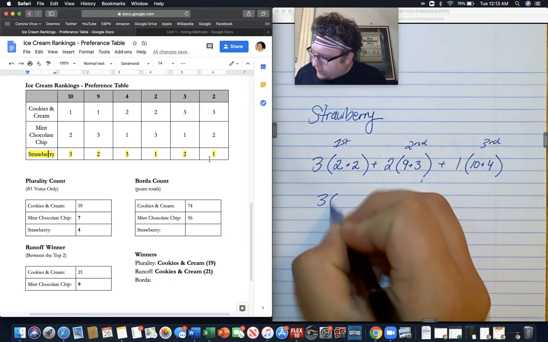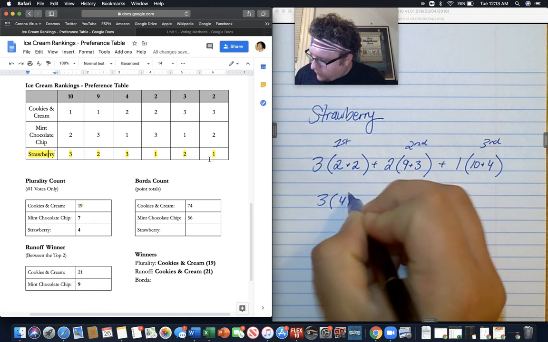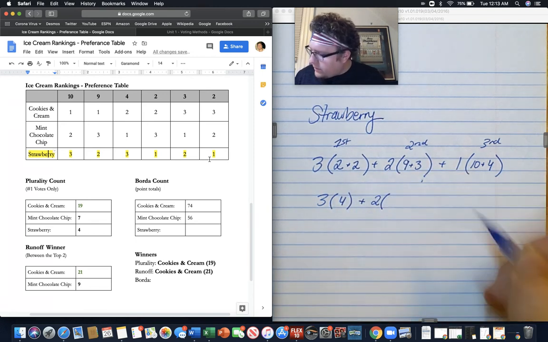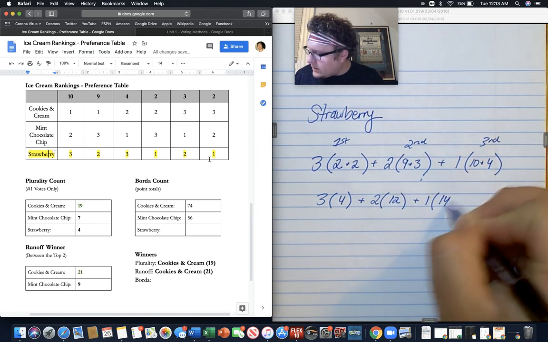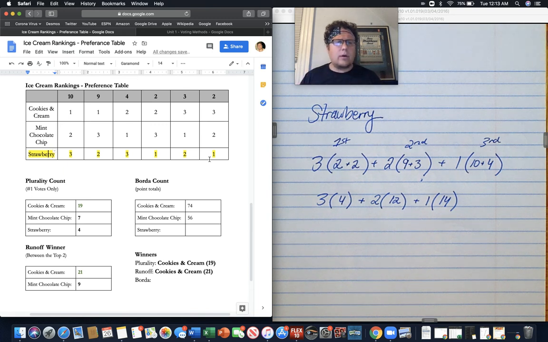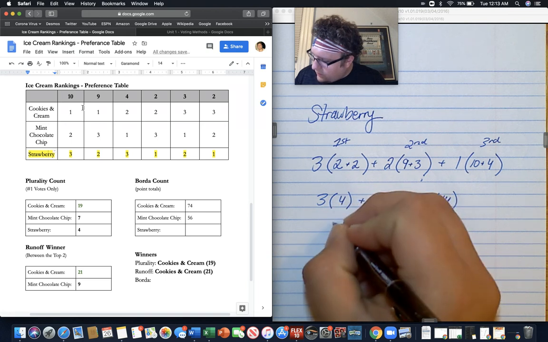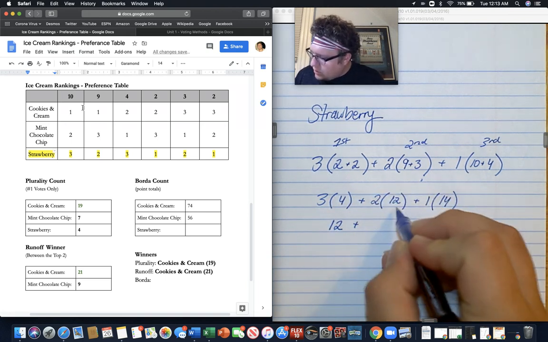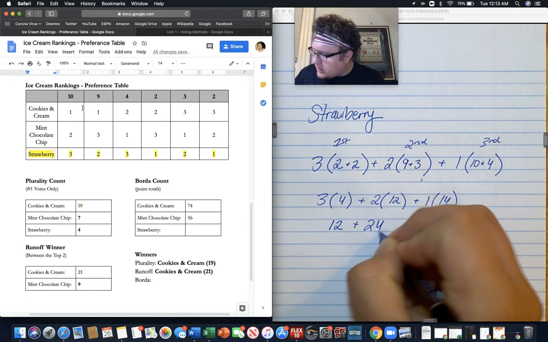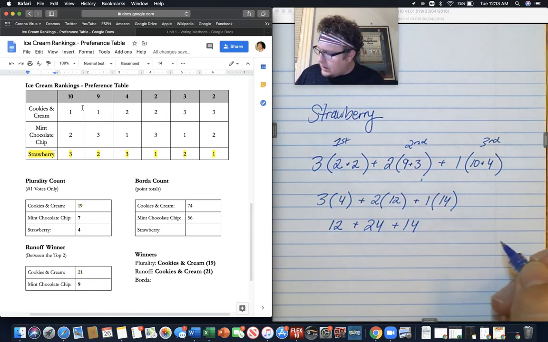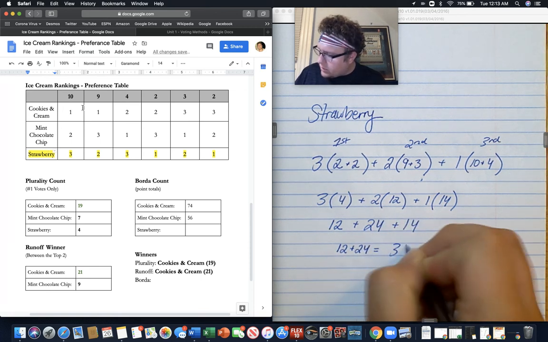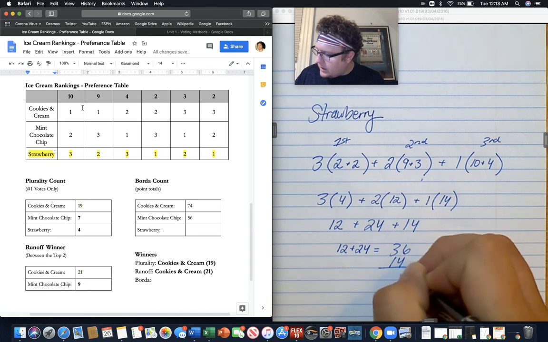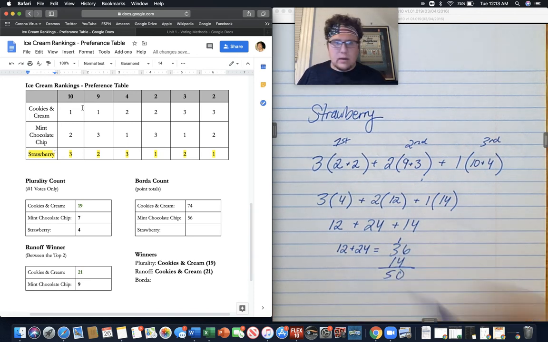Okay, so 3 points for every first place vote. It looks like they got 4 first place votes. And then 2 points for every second place vote. This is 12. And then 1 point for every third place vote, and that's 14. Okay, so you can see the numbers are a little lower because we just don't have the type of volume we had with Cookies and Cream earlier. So 3 times 4 is going to give us 12. 2 times 12 is 24. Sorry, getting ahead of myself. And then another 14. So let's see, we've got 12 plus 24. That will give us 36. And then 36 plus 14 is going to give us an even 50.